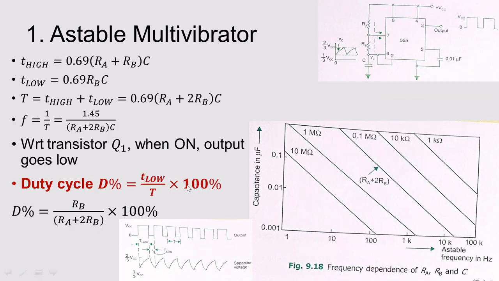Next, if you want to find the duty cycle of low, what is the formula? T low divided by T into 100. T low is nothing but RB, because of this resistor, so RB divided by RA plus 2 RB into 100. If you want to find when the output goes high, what is the formula? T on divided by T into 100. In that way you can see the duty cycle of the on period and the duty cycle of the off period. So these are the concluding points.